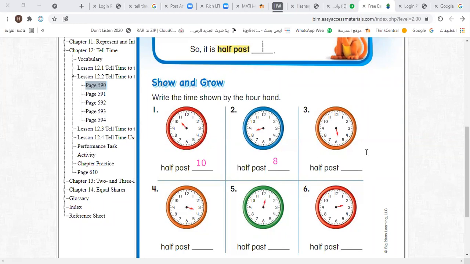Yusuf, the hour hand is at the halfway between 5 and 6. So it's a half past what? 5. Half past 5. Excellent. That's right. Half past 5, grade 1. Not half past 6. It's a half past 5. Thank you, Yusuf. You're a super boy.